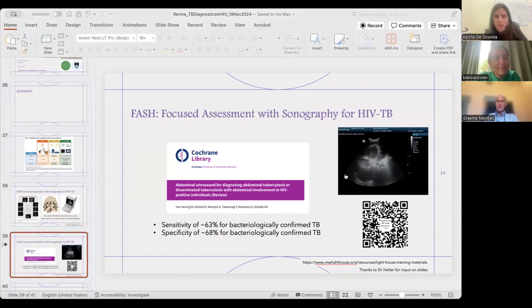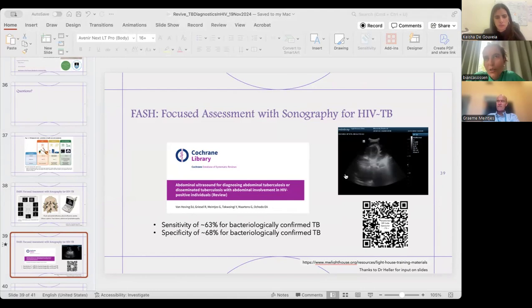Bianca, I wonder if you could say something about how long the tests stay positive for despite TB treatment, and that applies both to what's known of the sputum NAT tests and what's known with respect to the urine LAM.